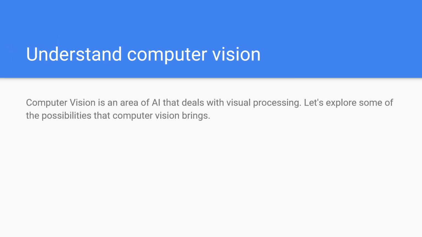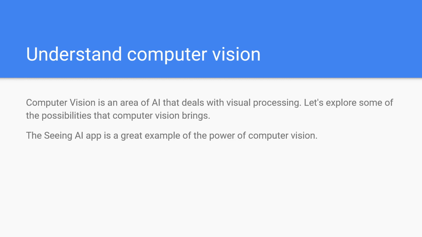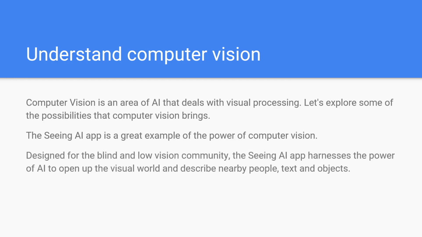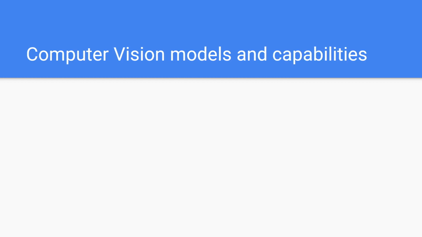Computer vision is an area of AI that deals with visual processing. Let's explore some of the possibilities that computer vision brings. The Seeing AI app is a great example of the power of computer vision, designed for the blind and low vision community. The Seeing AI app harnesses the power of AI to open up the visual world and describe nearby people, text, and objects.